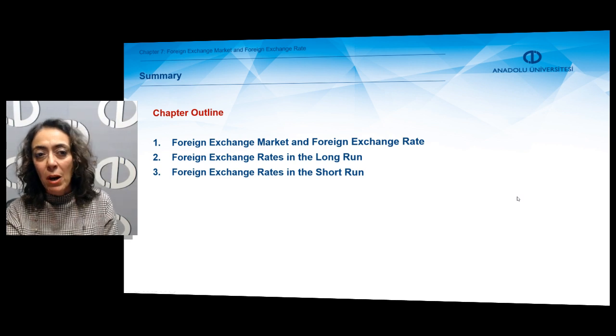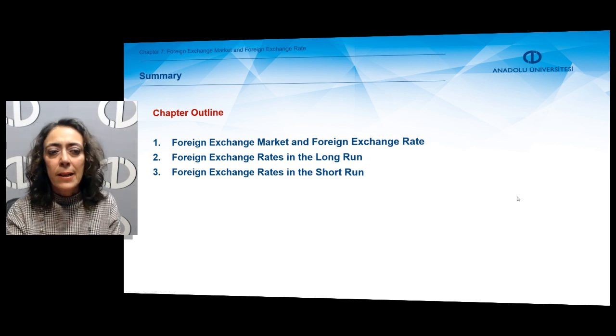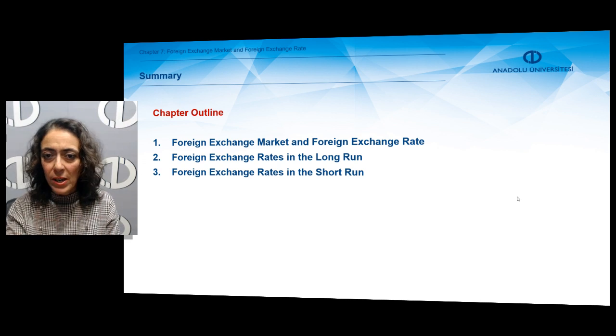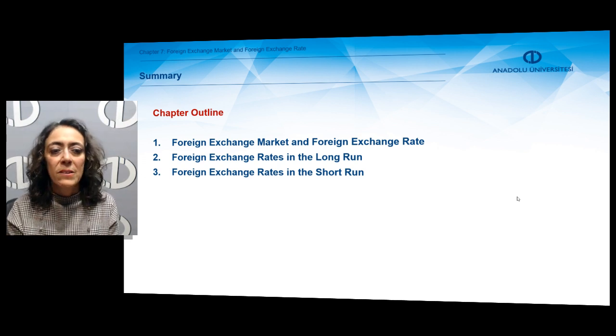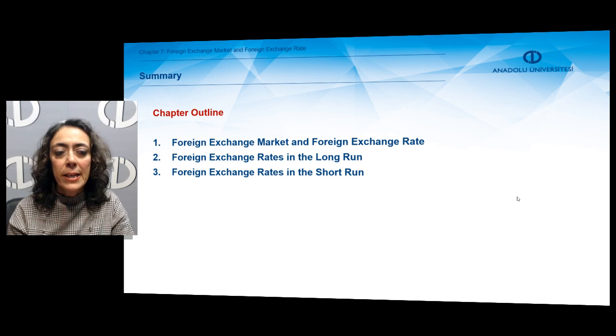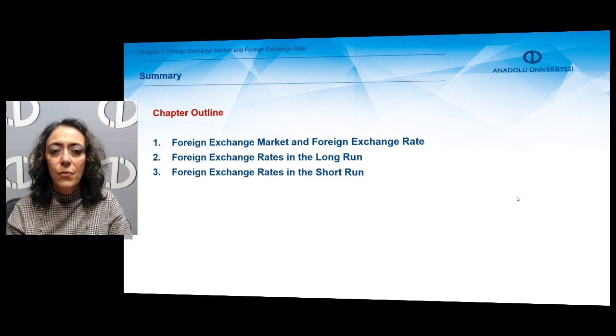Here is the chapter outline. Under the first title, we are analyzing foreign exchange market and foreign exchange rate. At the second title, we are dealing with the foreign exchange rates in the long run. And at the third title, we are analyzing the foreign exchange rates in the short run.